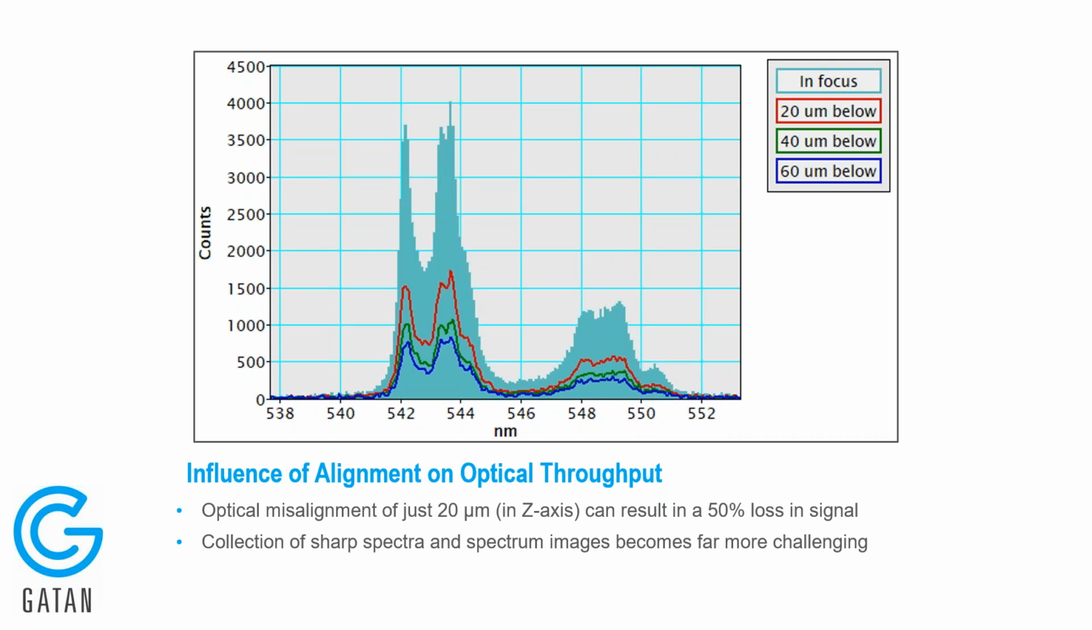We are then going to intentionally misalign the sample by increasing the spacing between the collection mirror and the sample. And you can see that as we increase that spacing in just 20 micron increments, you can see this dramatic drop-off in intensity in the spectrum. So an optical misalignment of just 20 microns in one direction results in a 50% loss in the signal. So you can really see why being able to get perfect optical alignment is such an important thing in CL microscopy.